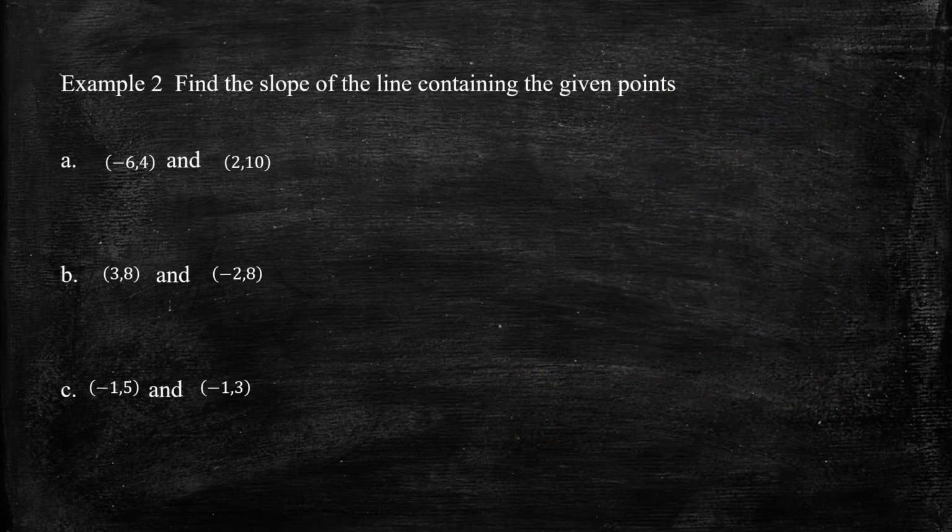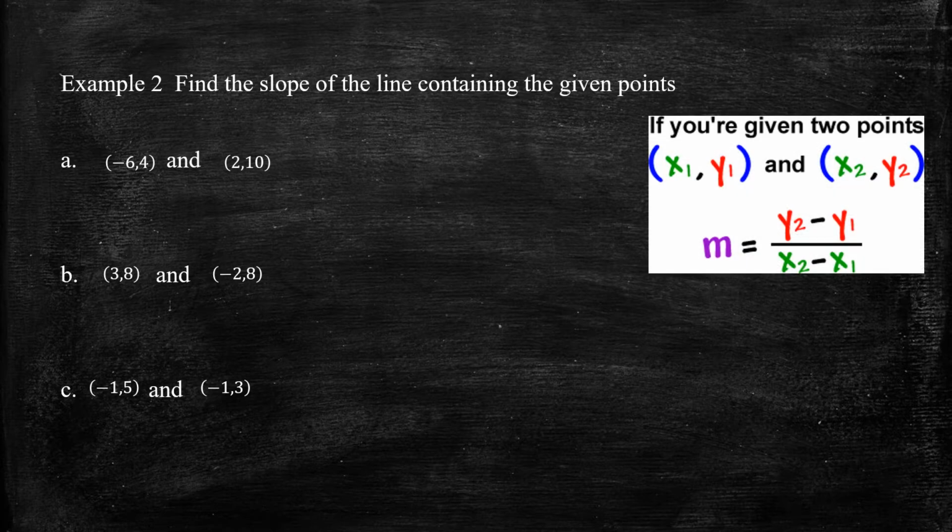Example number 2. We still want to find the slope of the line containing 2 points, and this time we'll do it algebraically as opposed to looking at the graph. So we'll use our formula: m is equal to y2 minus y1 over x sub 2 minus x sub 1. For the first one, start with the second ordered pair, so 10 minus 4 over 2 minus a -6. At this point, I would just double check to make sure you haven't put the numbers in the wrong place.